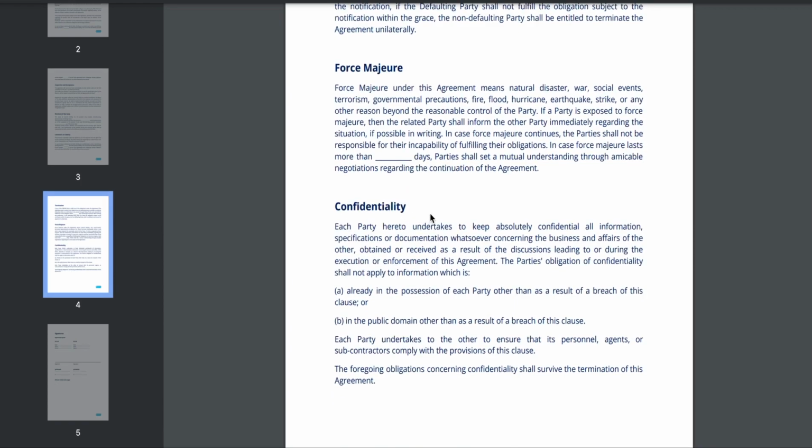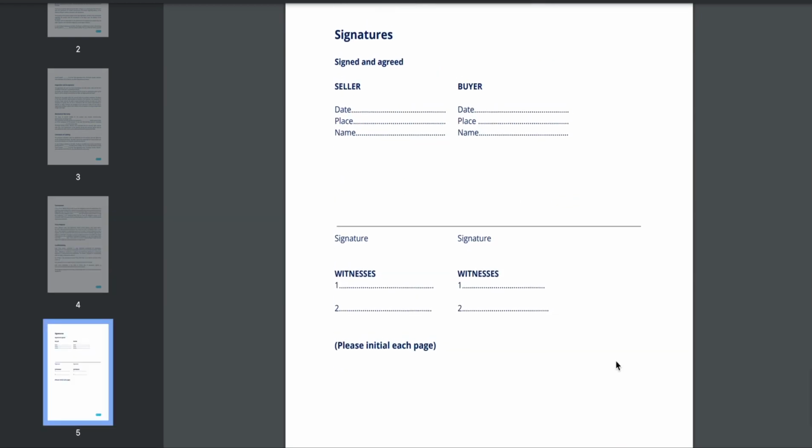Confidentiality. This clause obligates both parties to keep all information obtained during the execution of the agreement confidential. However, it provides exceptions for information that was already known or information that has become public. Signatures. The contract concludes with space for the signatures of the seller, buyer, and the witnesses. Signatures formalize the agreement, and the presence of witnesses can add an extra layer of authenticity.